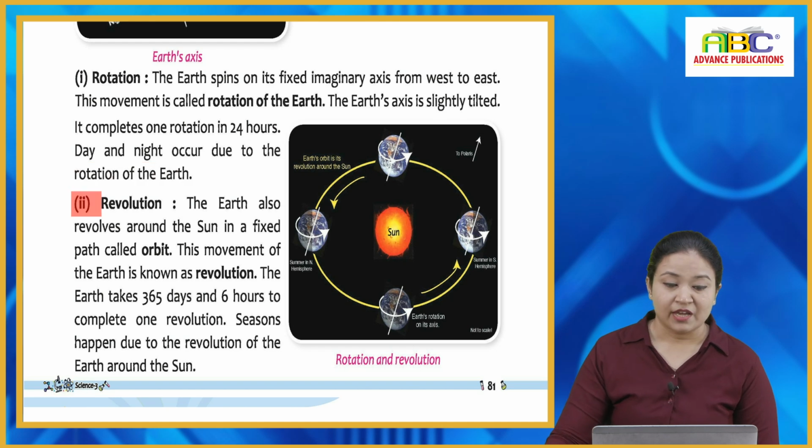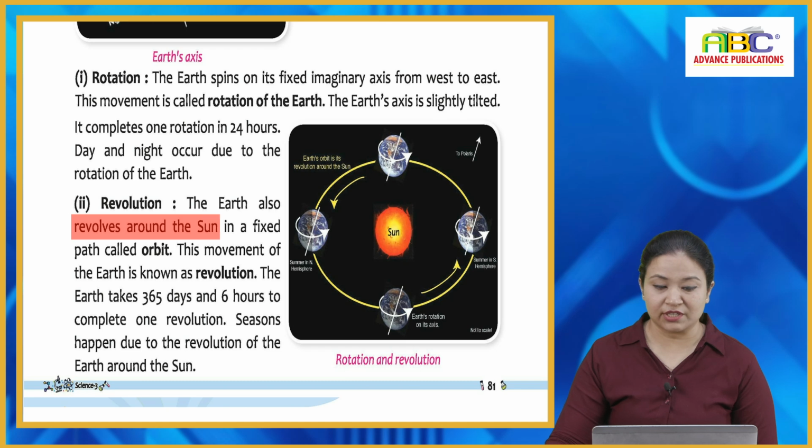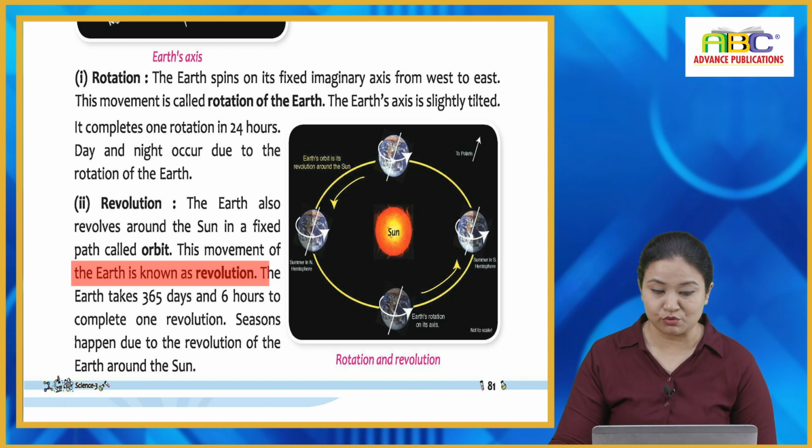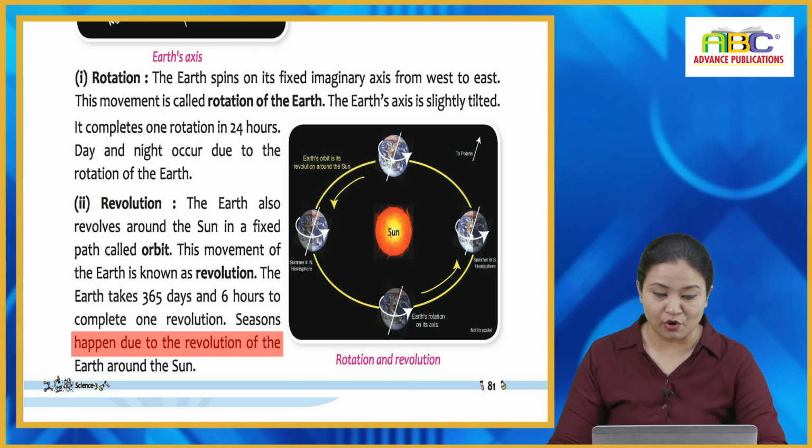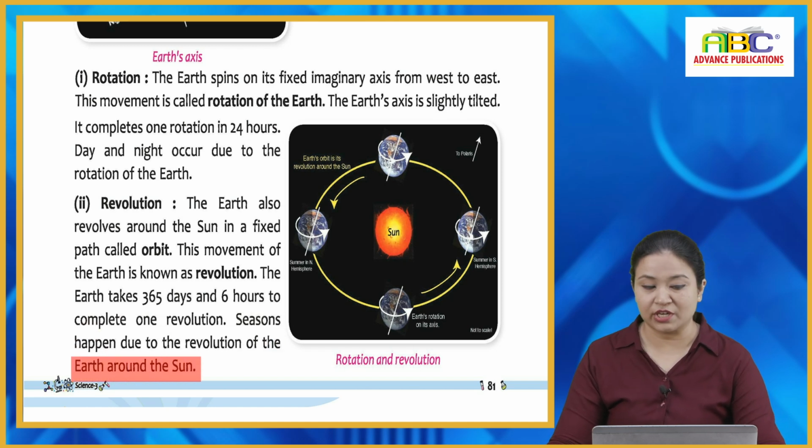Now, revolution. The earth also revolves around the sun in a fixed path called an orbit. This movement of the earth is known as revolution. The earth takes 365 days and 6 hours to complete one revolution. Seasons happen due to the revolution of the earth around the sun.